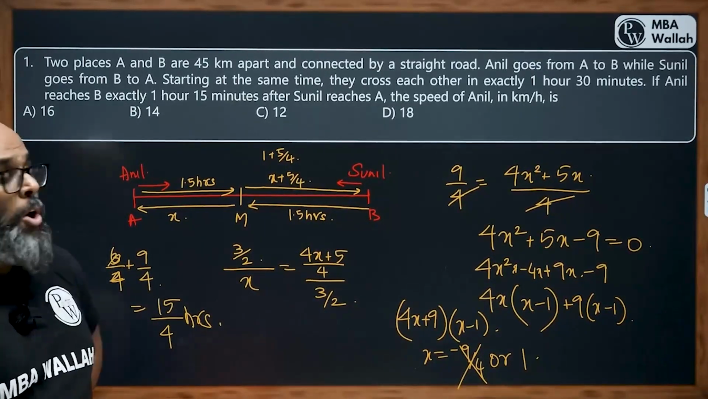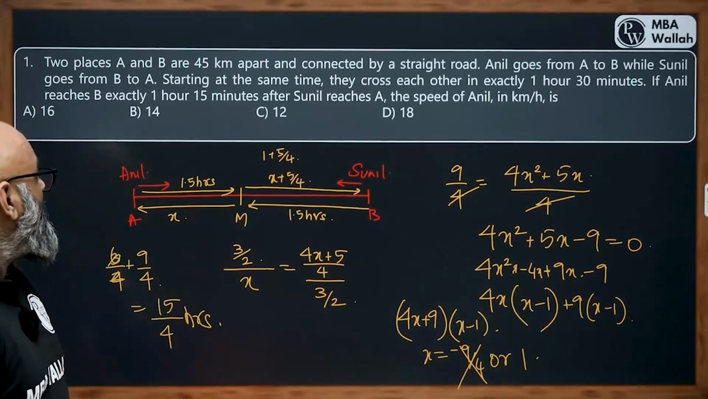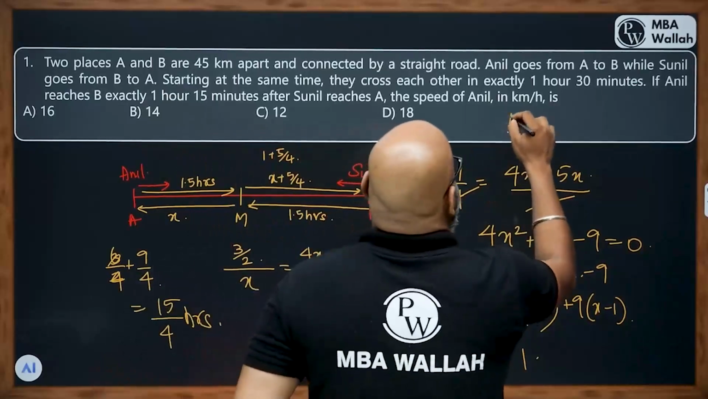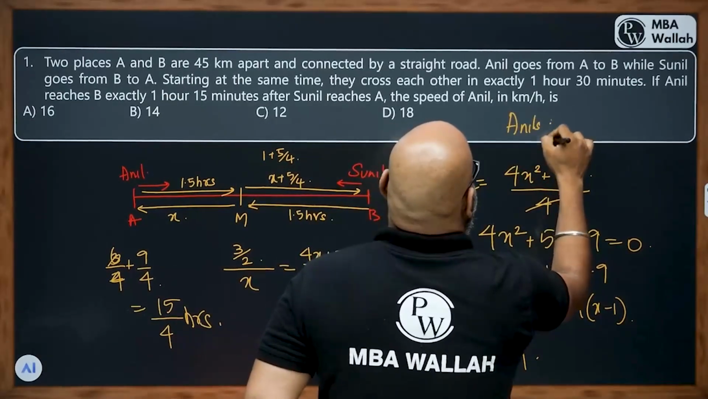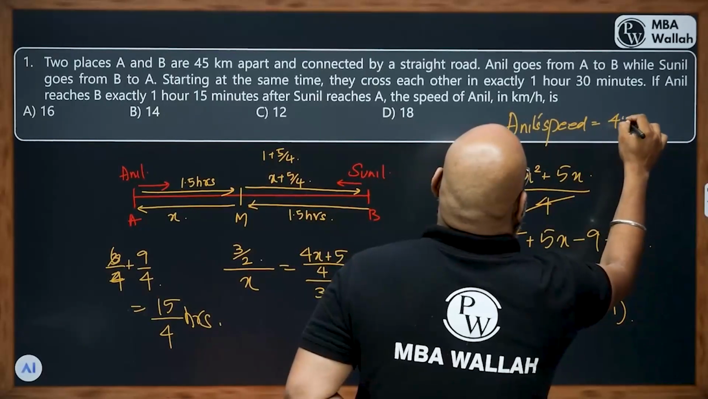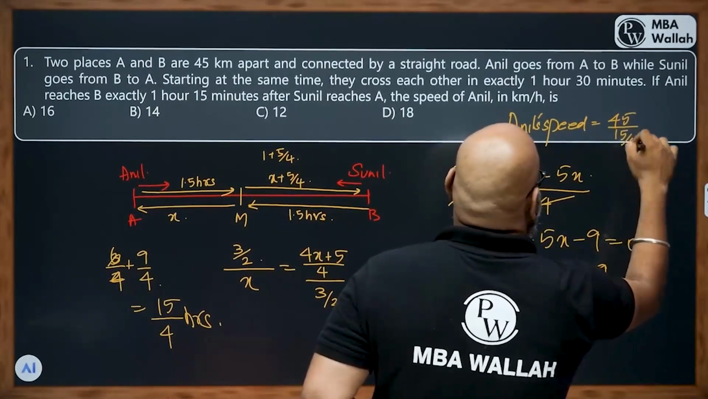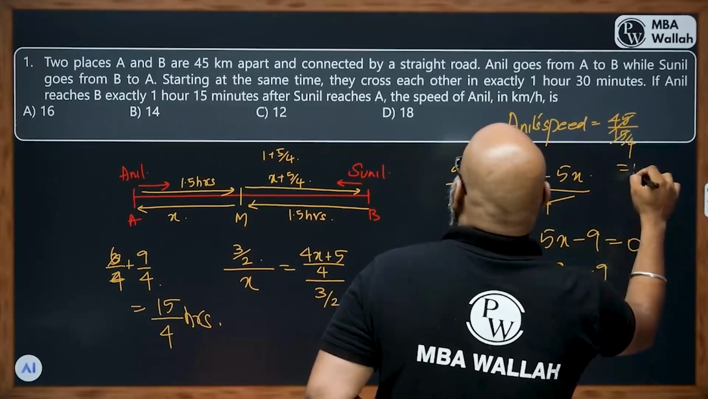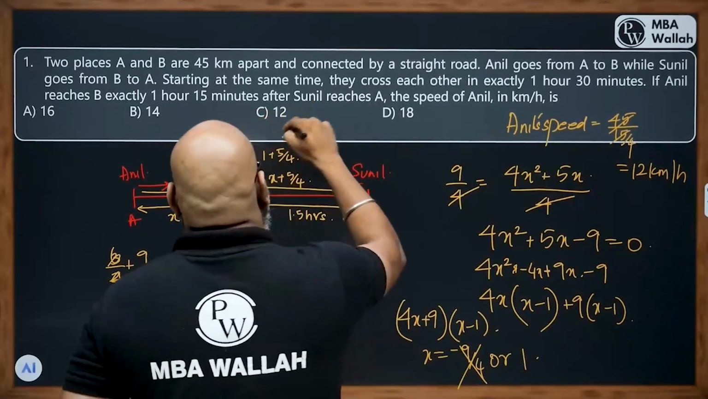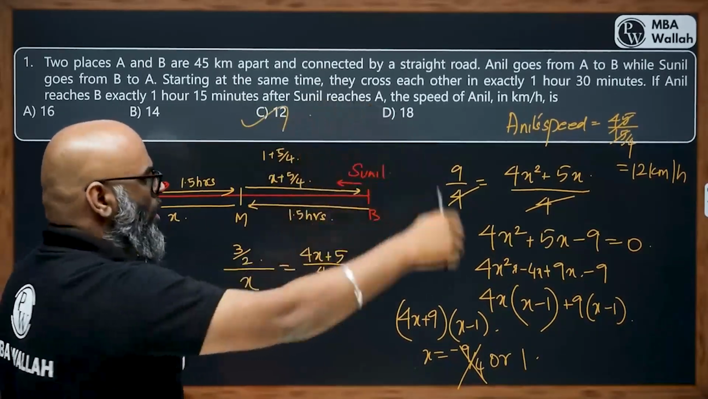But the question is not talking about hours. The question is talking about speed. I want to find the speed of Anil. I know the distance is 45 kilometers. So Anil's speed will be 45 divided by 15 by 4, goes over there. That will be 12 kilometers per hour. And I happen to have that in option C. And that will be our option.